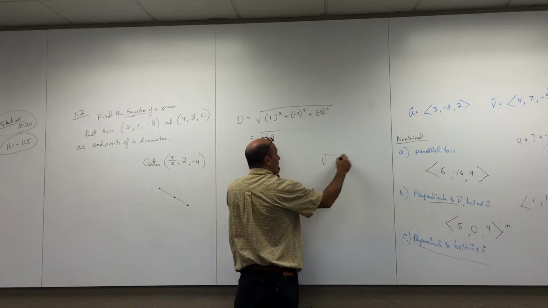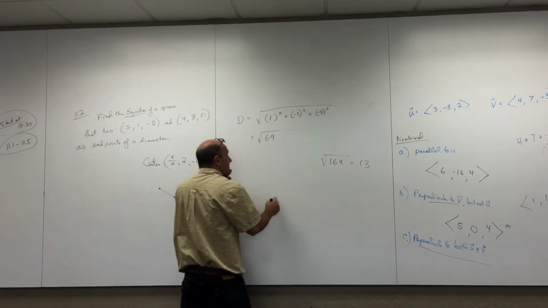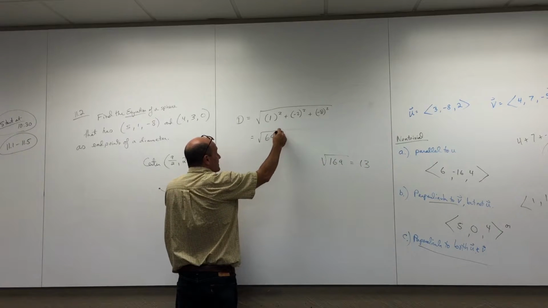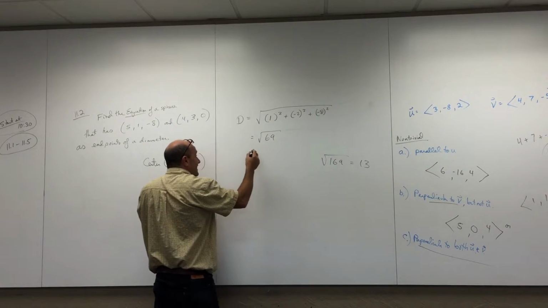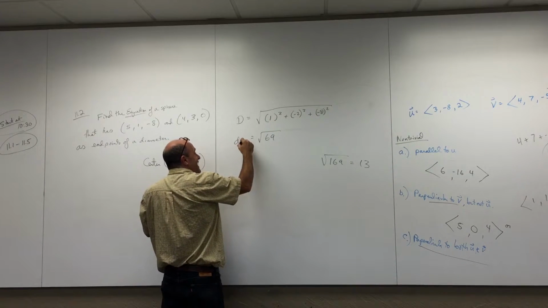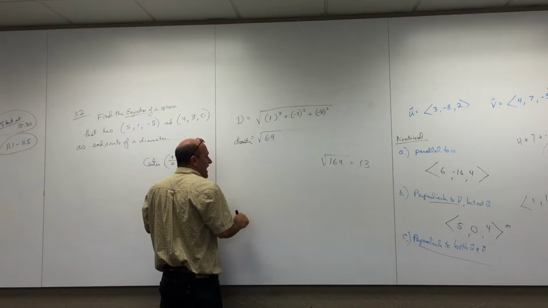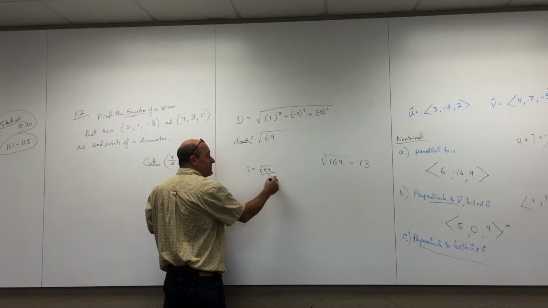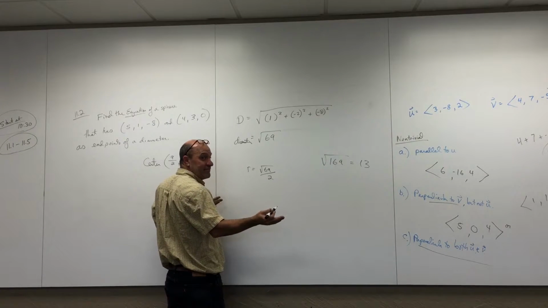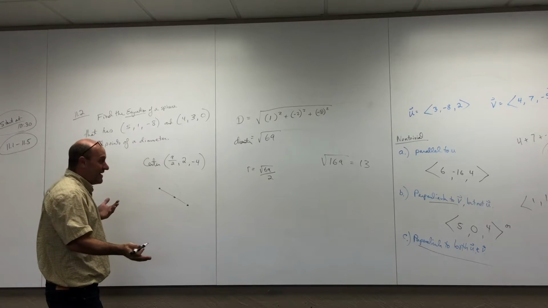I was thinking of the square root of 169. You know what that is? 13, yeah, I was about to say 13. This is just the square root of 69. 4 plus 64 plus 1? Yeah, okay. 8 point something, that's the diameter. The radius is the square root of 69 divided by 2. And then we square it. You guys okay?